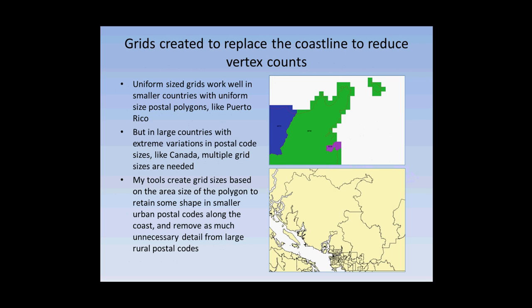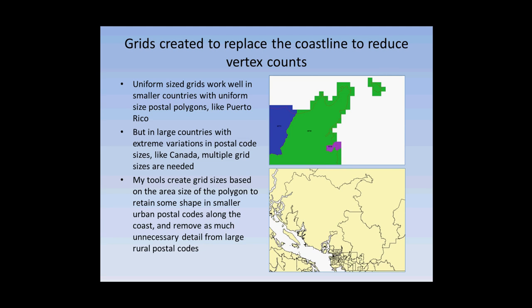So I've created grids to replace these coastlines and reduce the vertex counts. I used uniform grids at first, as you see here up in the top right. This is an example from Puerto Rico. They were all the same size, I believe 1,000 meters I used here, which Puerto Rico doesn't have much variation in postal code size, so it seemed to work very well. It still maintained some of the shape, but it really reduced the size of the vertex count because grids are very, very efficient when it comes to displaying information.